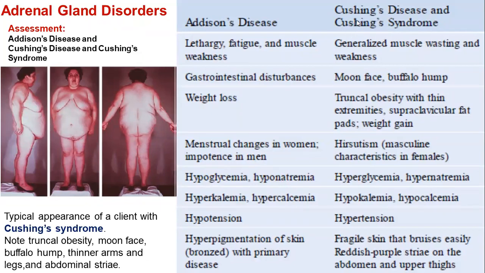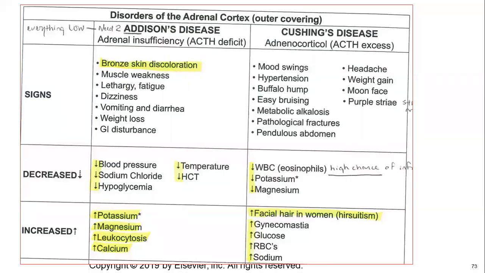Or I said everything goes up: hyperglycemia, hypernatremia, hypertension. Exception: hypokalemia, hypocalcemia. The other signs are fragile skin, easy bruising, reddish purple striae on the abdomen, this area. So if you read and compare and contrast, it is easy to remember.